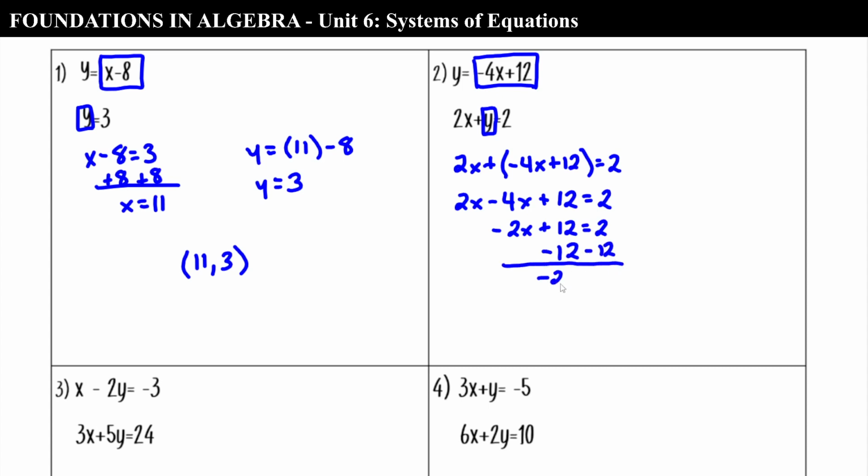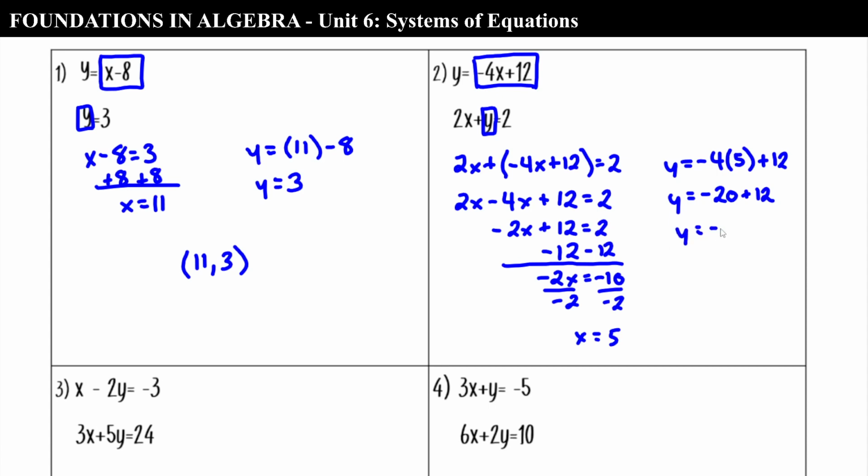And so that gives us negative 2x equals negative 10. Divide each side by negative 2, and you get x equals 5. So now we are going to plug that back in. You can do it in either equation. I'm going to do it in the first because the first is already solved for y. So negative 4 times 5 plus 12. So y is going to be equal to negative 20 plus 12. So y is going to be negative 8. And so our answer is 5, negative 8.